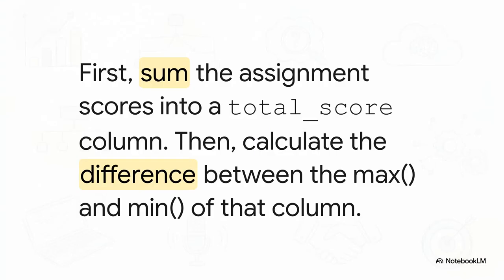Okay, let's break this down. First things first, we need a column with the total score for each student. So we create total score by just summing up the assignment columns. Pretty straightforward, right? Once we have that, the second line does all the magic. We just grab that new total score column, find the max, find the min, and subtract. Boom, done. It's a great example of how Pandas can be super efficient.